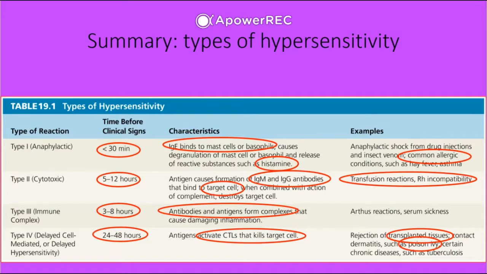Type 4, or delayed cell-mediated or delayed hypersensitivity, takes a while longer, right? It's delayed 24 to 48 hours. So the antigens end up activating the CTLs that kill the target cells. And this can happen with transplanted tissues or other contacts with things such as poison ivy.